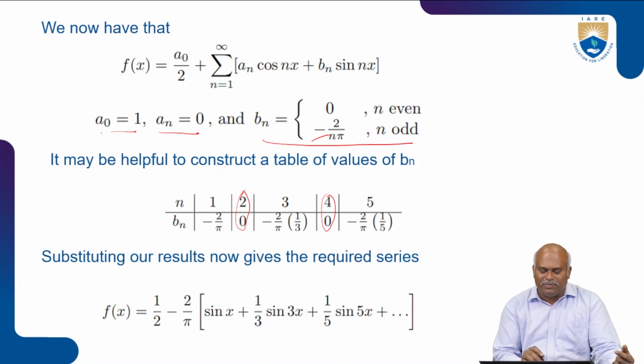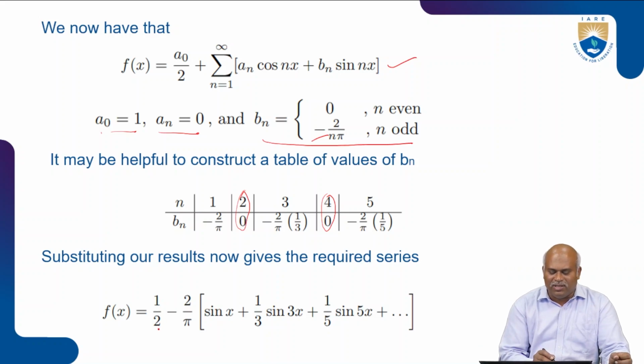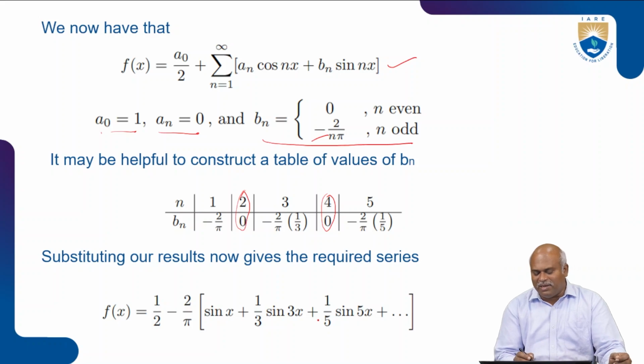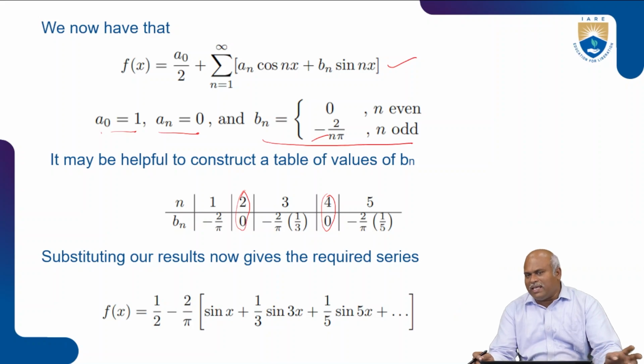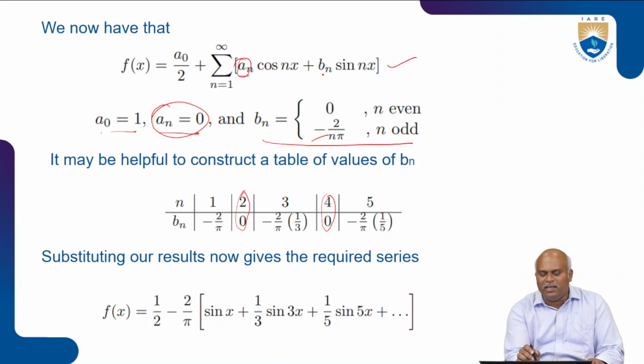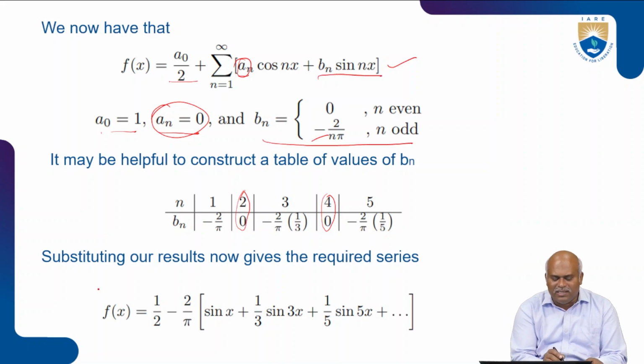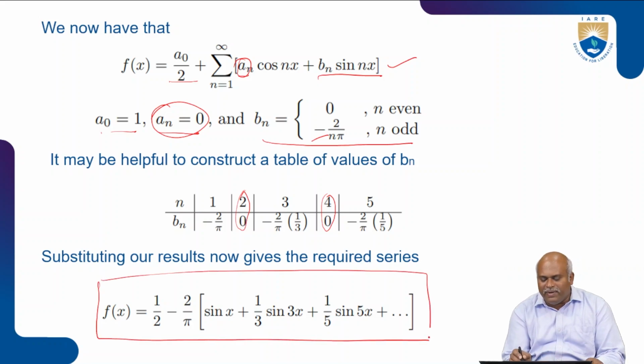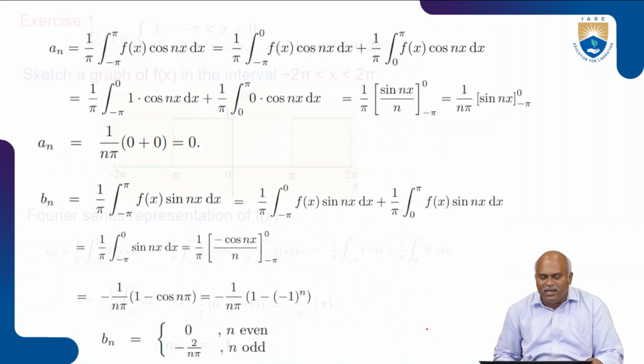Then after that, we substitute into the trigonometric Fourier series formula. f(x) equal to a0 by 2, that is a0 equal to 1, so 1 by 2 minus 2 by pi times sin x plus 1 by 3 sin 3x plus 1 by 5 sin 5x, and so on up to infinity. The cos term is going to 0, why? Because a of n is represented as 0, so all these terms are going to 0. Only the b of n terms as well as the a of 0 term are present. This is the Fourier series of the signal that we receive.